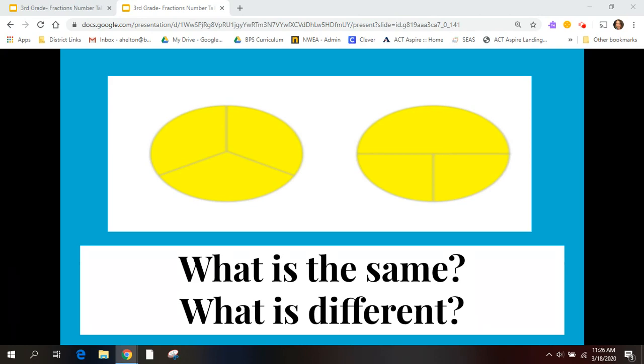But the picture on the right, if we divided another part, that top, and split it into fourths, then we would have equal pieces. But right now it's not showing thirds because there are not 3 equal pieces.